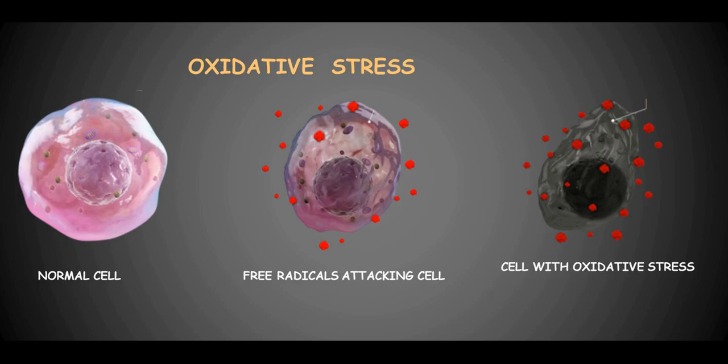Oxidative stress damages hypothalamic neurons, thereby reducing growth hormone-releasing hormone secretion, leading to lower GH levels. Simultaneously, oxidative stress can increase somatostatin, a hormone well known for inhibiting growth hormone, thereby suppressing GH release even further.